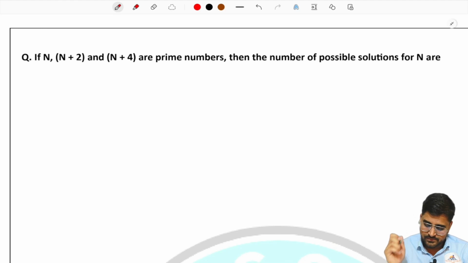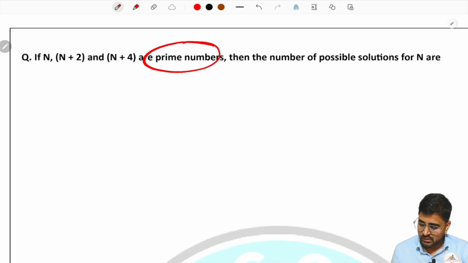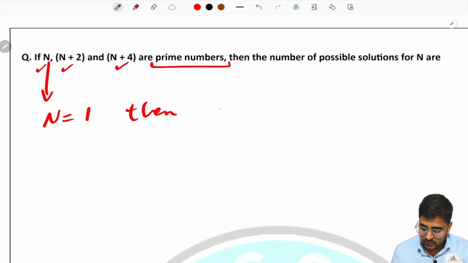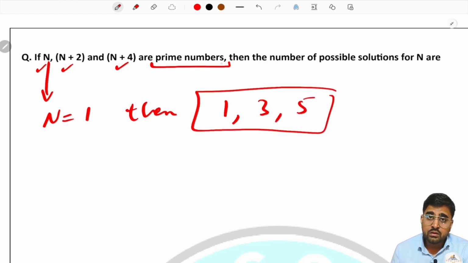Okay. Let's start. If n plus 2 and n plus 4 are prime numbers, then the number of possible solutions for n are, means how many possibilities are there for n. You have to make all three prime numbers. For example, if you put n is equal to 1, then it is 1, 3 and 5. Prime number?